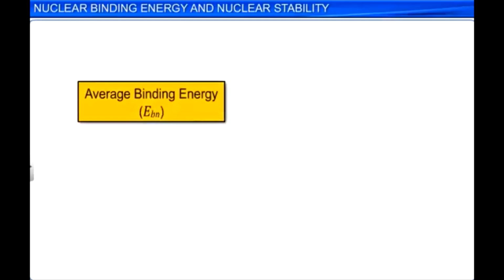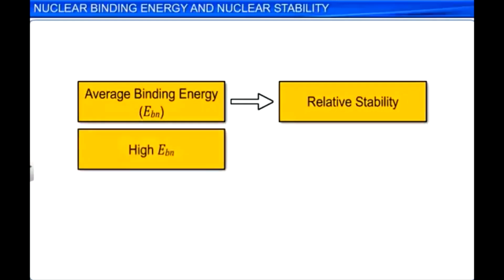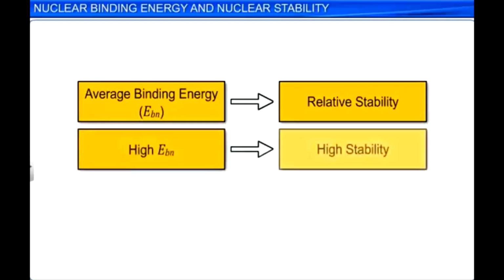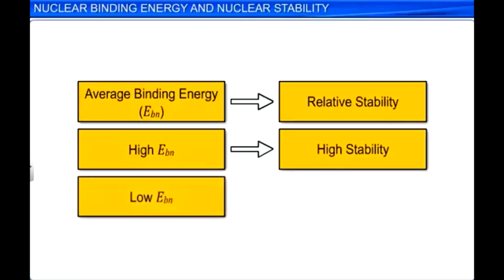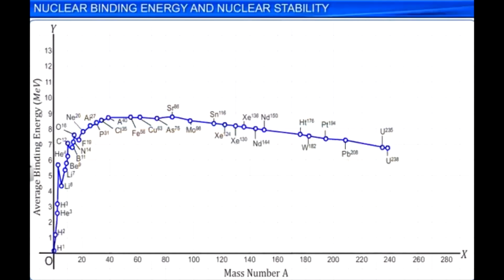High average binding energy values indicate highly stable nuclei, while low average binding energy values indicate low stability for the nucleus. We can understand the relative stability of the various nuclei of the elements by plotting a graph between the average binding energy values on the y-axis and the corresponding mass number values on the x-axis.